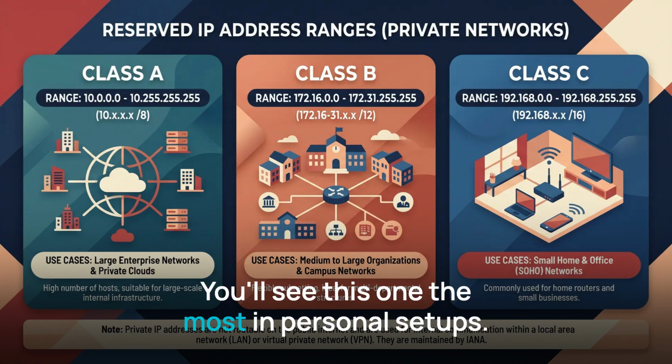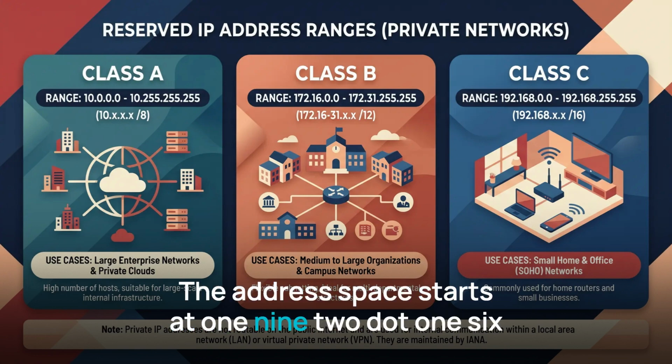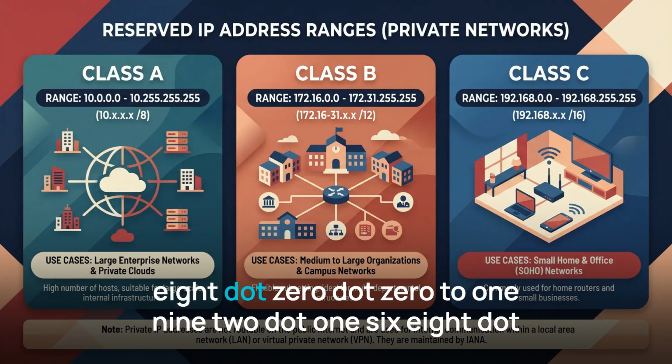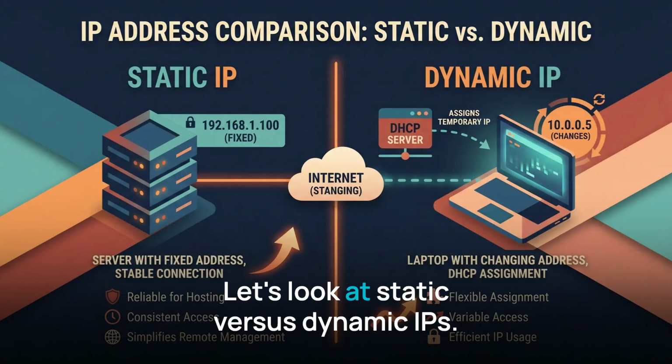And then we have Class C, your home networks. You'll see this one the most in personal setups. The address space starts at 192.168.0.0 to 192.168.255.255.